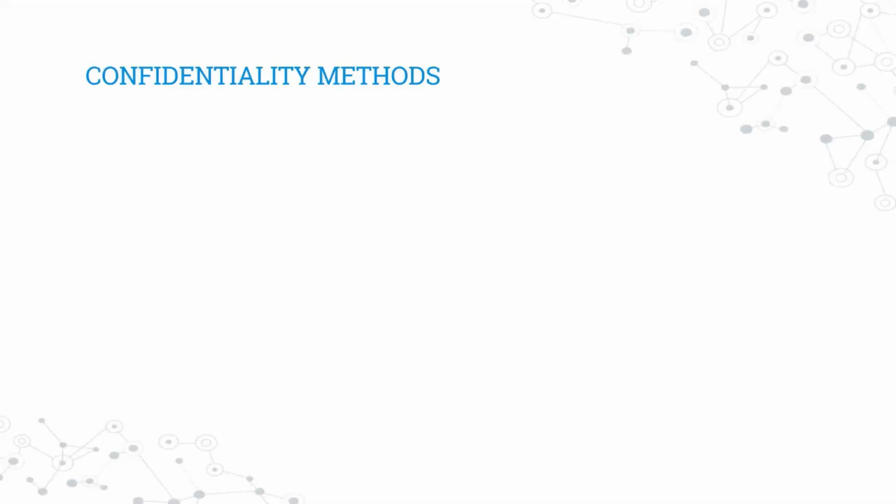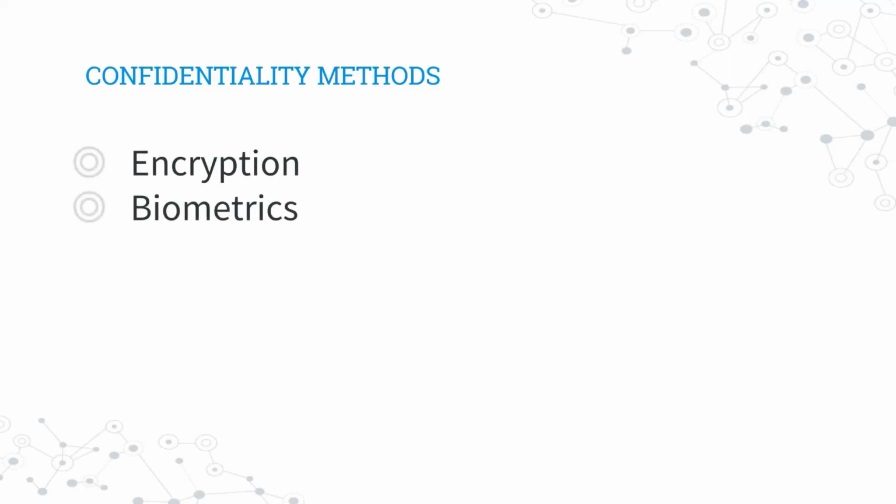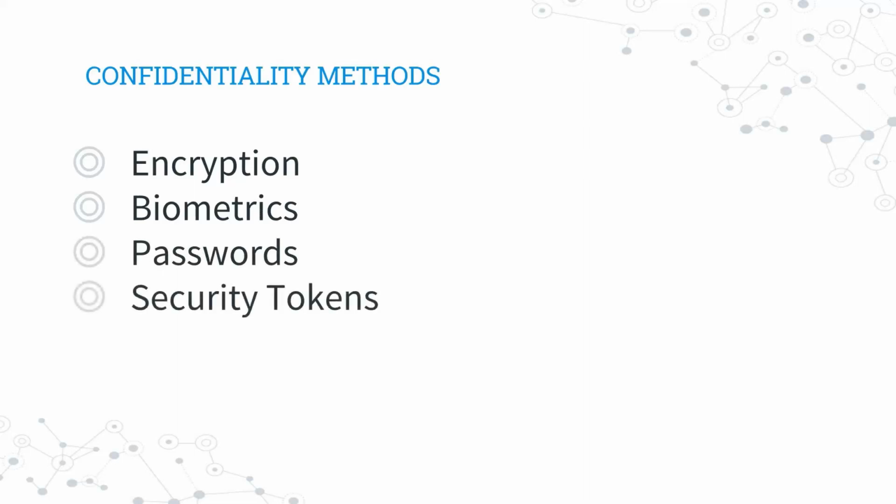And there are several methods by which we can achieve this. We have encryption, which we'll talk about later. We have biometrics, which would involve things like fingerprint scans, eye scans, voice sampling, and so on and so forth. We also have passwords, of course, probably the most popular confidentiality method out there. And we also have security tokens as well.